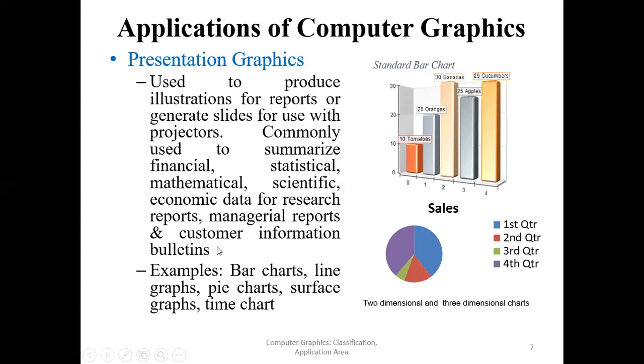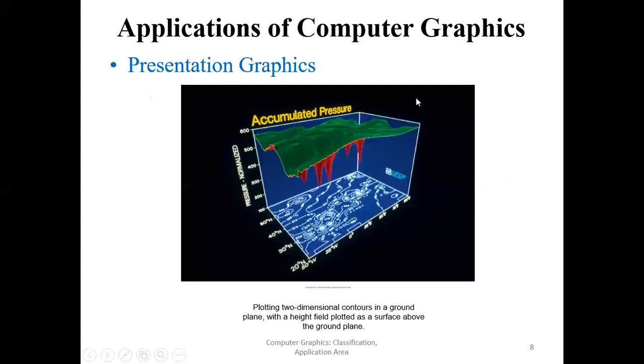Using charts, it becomes easier to summarize the data. At the same time, it becomes easier to interpret the data. From here you can directly say that the 30 bananas were the highest value in the sales criteria. It becomes easy to interpret the data.